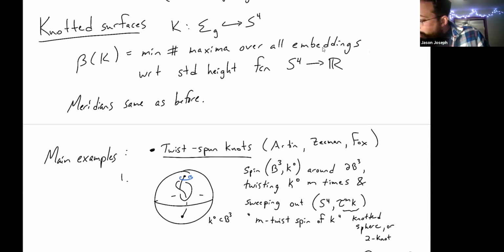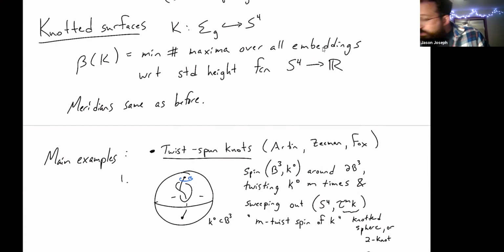Knotted surfaces will be mostly orientable in this talk, although there's one part where non-orientable comes up. But what's the bridge number of a knotted surface? Well, it should just be the minimal number of maxima over all embeddings with the standard height function from S^4 to R. And meridians is really the same definition as before. You still have a two-dimensional normal bundle, codimension 2. So that's all the same. At every point of the surface, there's a little transverse disk, right?